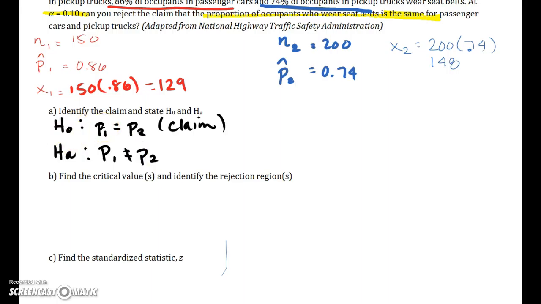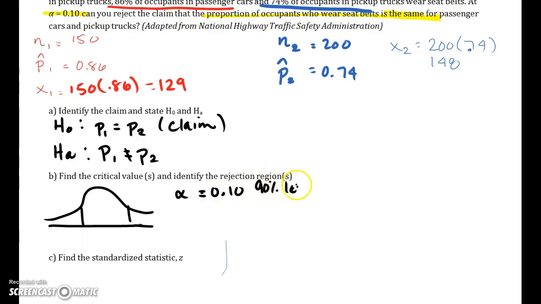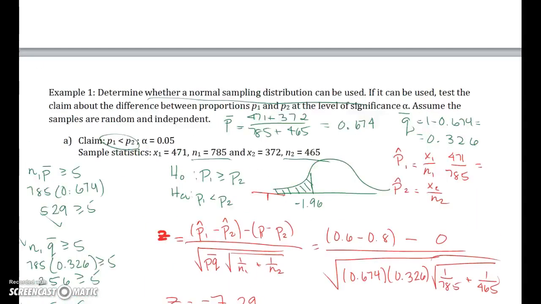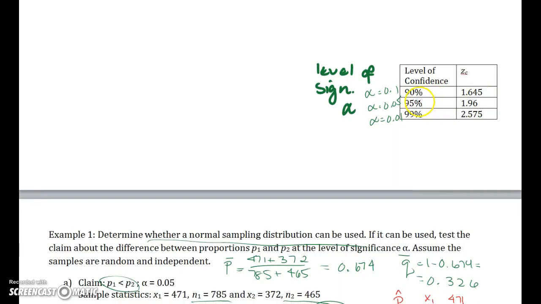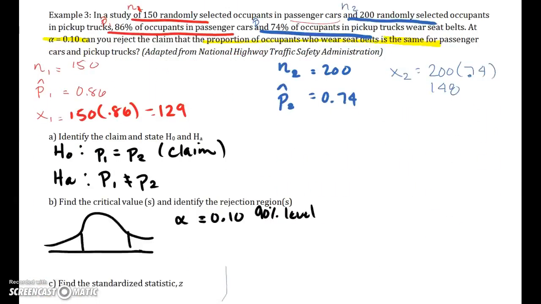So the next thing that I would love to do is to find my critical values. Whenever I see critical values, I automatically think about my bell curve. Because we're looking at an equal to or not equal to, we know that this is going to be a two-tailed test. We're given that alpha was 0.10, so if you're looking at it on the table, you're looking at the 90% level. That means you're looking at the positive and negative value of 1.645.